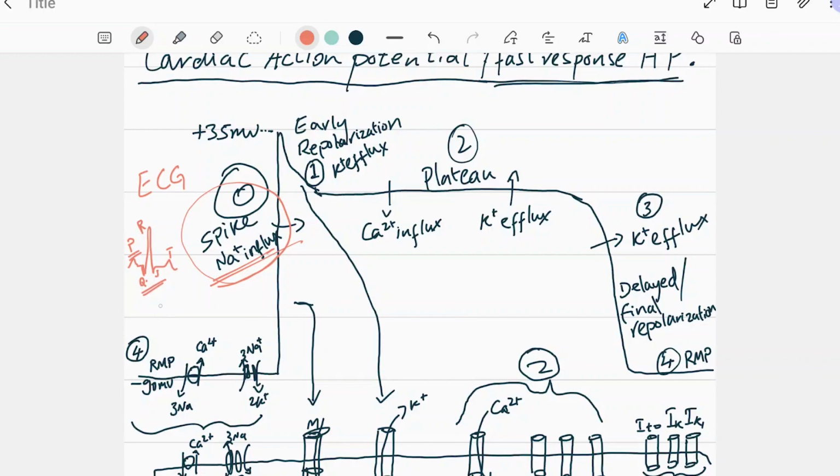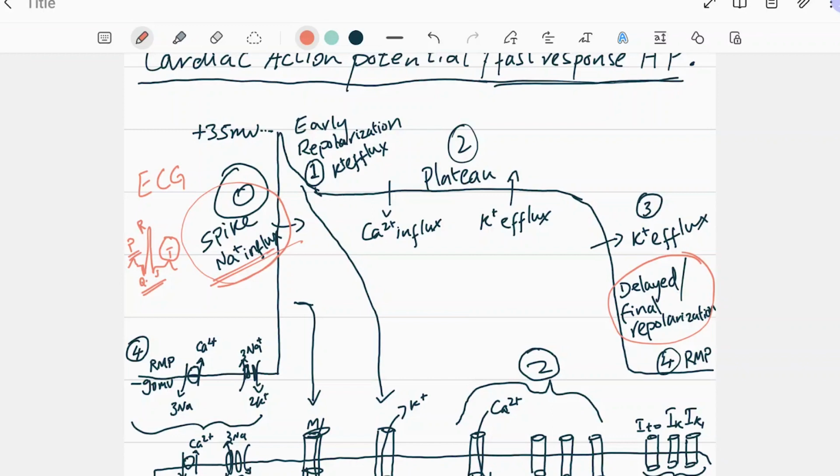If we look at lead 2 of the ECG, Q wave represents septal depolarization, R wave represents anterior wall depolarization, and S wave represents the posterior wall, the base of the heart depolarization. Okay. But for repolarization, we have the ventricular repolarization wave, that is represented by phase 3 of the cardiac action potential, which is your delayed final repolarization. Okay, delayed or final repolarization.